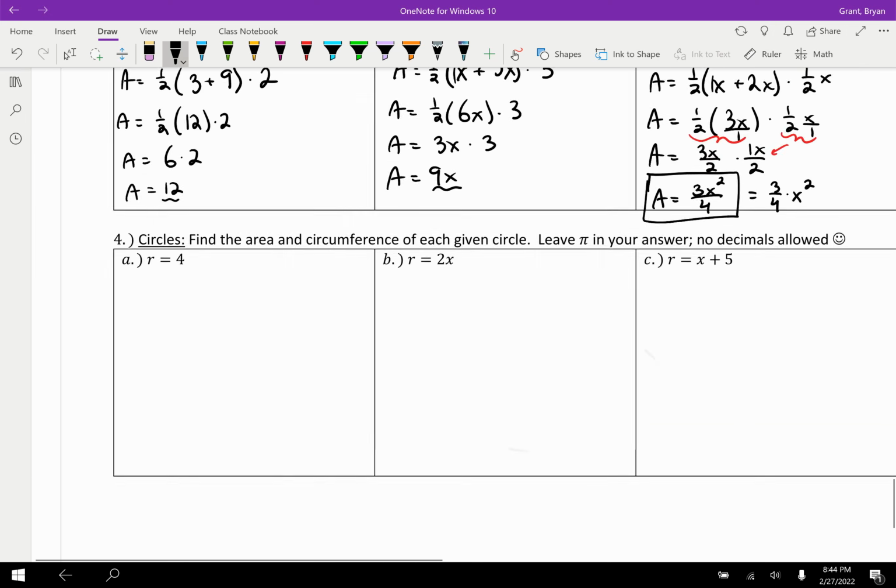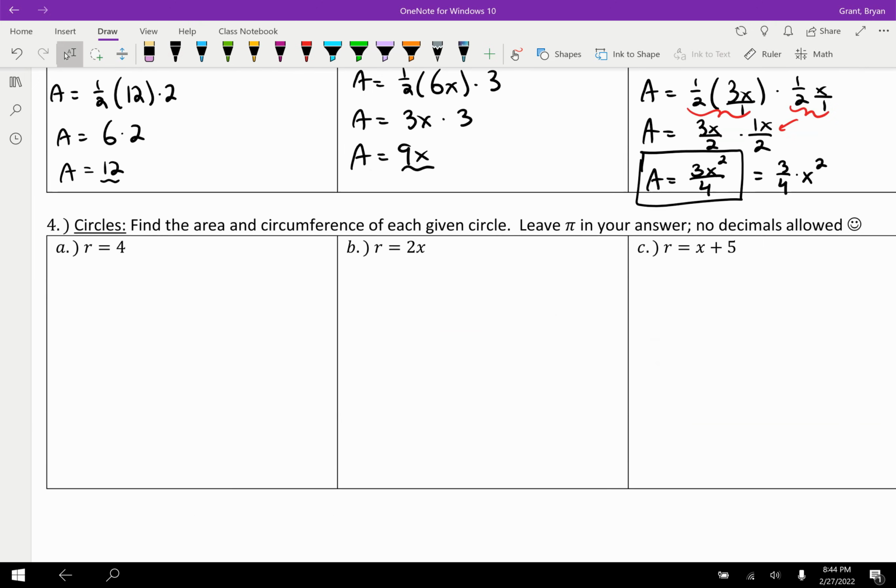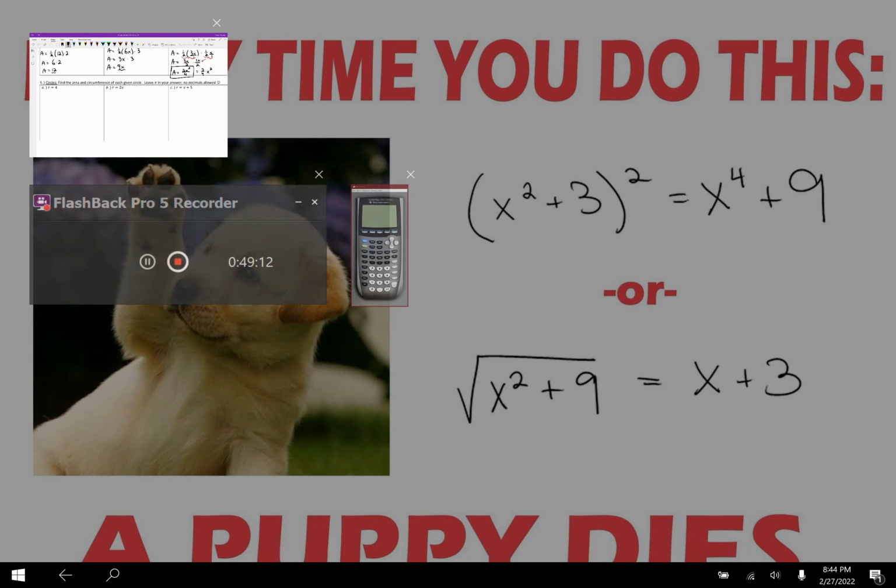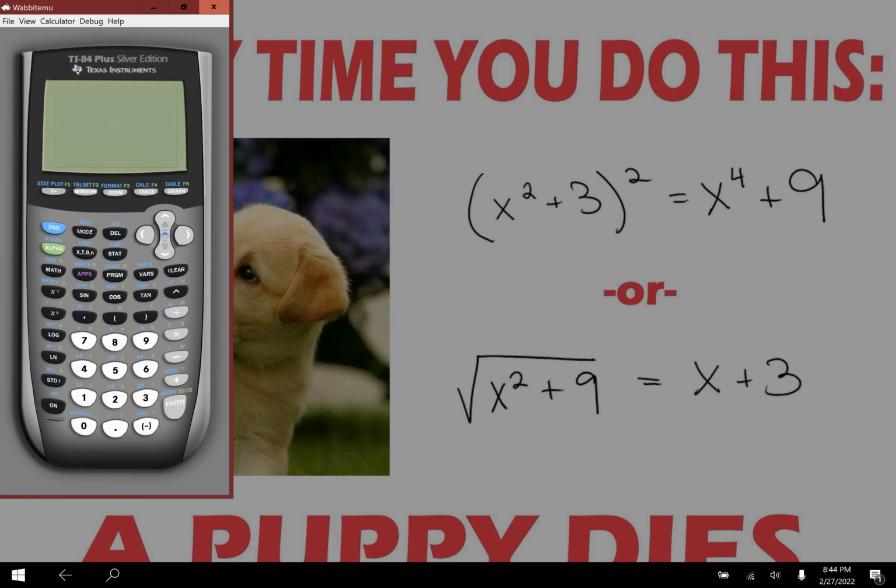All right, last one, circles. Find the area and circumference of each given circle. Leave pi in your answer. Now, that's a very common thing to do because, and this is just like square roots, right? And I'll compare this on our calculator over here.